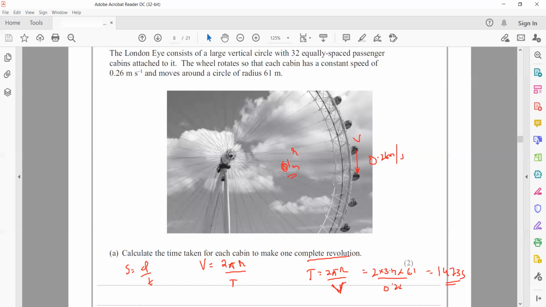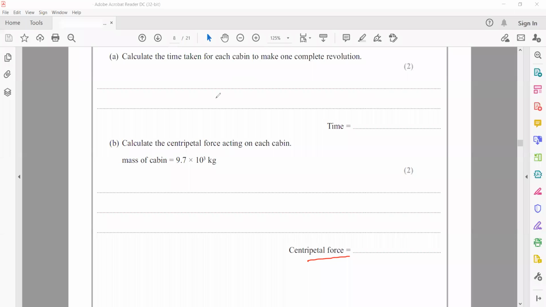Then the second part, we have to find the force. In part B, we have to calculate the force acting on each cabin. So basically the centripetal force, the mass of the cabin is given. The formula for centripetal force is m v squared over r. So we have m, we have v, and we have r. So we just have to substitute the values.